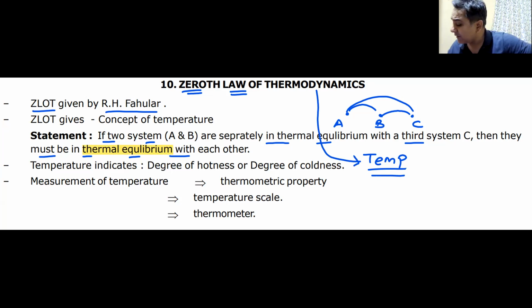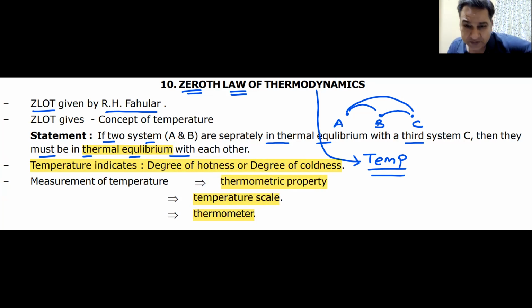Now, if I want to define what is temperature, what does temperature of a body mean? Temperature of a body means the degree of hotness or the degree of coldness of a body. How hot or how cold the body is given by its temperature. How do we measure temperature? We measure temperature by a thermometer. We have different types of temperature scales, and we measure this temperature using some thermometric property.